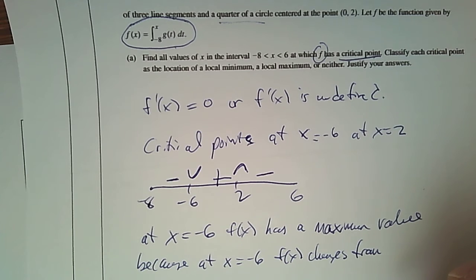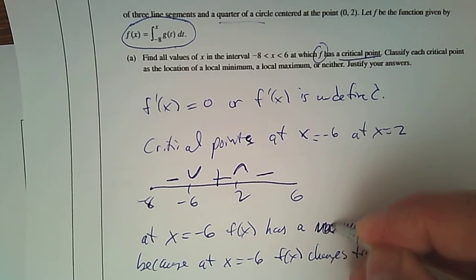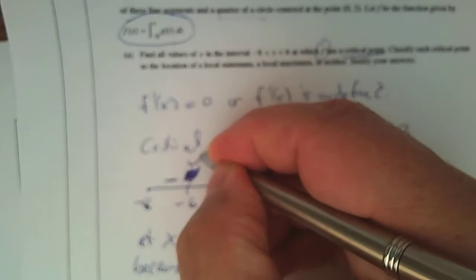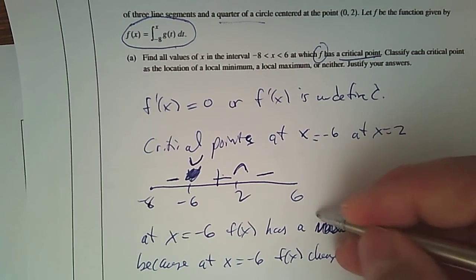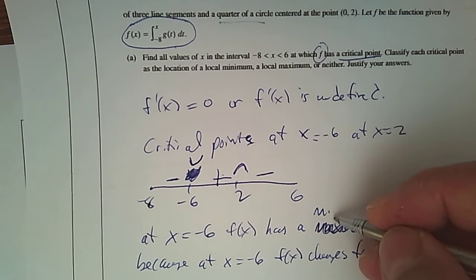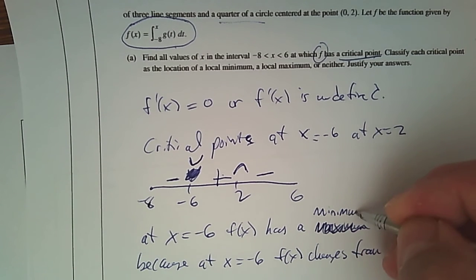Did I just do that wrong? Let's try it again. Negative to positive. Yes, negative to positive. That's a minimum. Positive to negative, right? Did I draw minimum? But then I said the word maximum. Get my head in the game here.